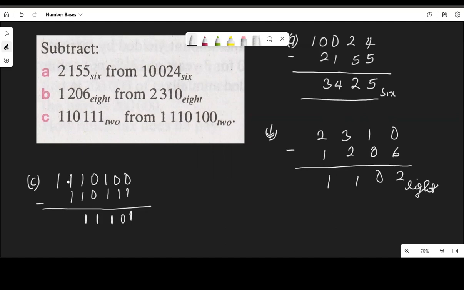Again, I have 0 left here because I borrow from there. So I need to borrow this 1 here to this place, which is a bundle of 2. 2 minus 1, 1. There's nothing left here again. So our answer is 11101 in base 2.